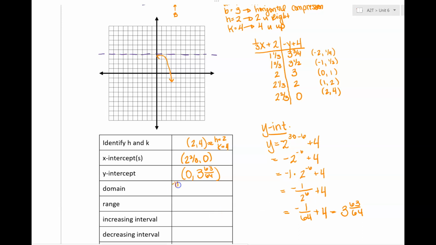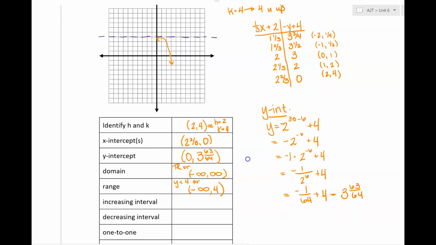Okay, so domain, yes. If you're noticing a pattern, nice job. It's always going to be all real numbers or negative infinity to positive. The range is restricted, but here we did see that vertical reflection. So we're going to say that y is less than 4. Or we're going to go smallest to largest, negative infinity to 4, non-inclusive.